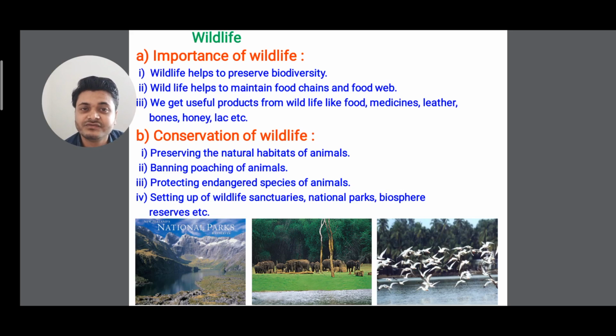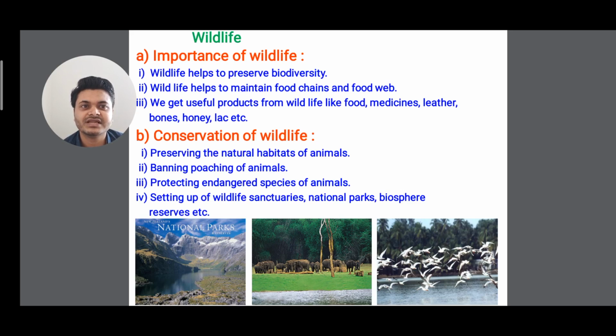If wildlife is there, the food chain and food web will be passed on, isn't it? It will be circulated. You know the food chain and food web I have already taught in the earlier chapter. The process of eating and being eaten is called a food chain, and if two or more food chains are interconnected with each other, it is called a food web. Clear?